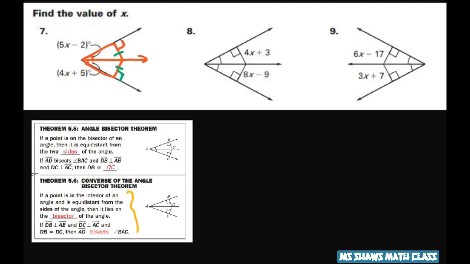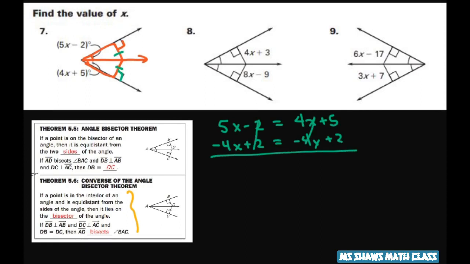That means we can set them equal to each other. So we can say 5x minus 2 equals 4x plus 5. And we're going to subtract 4x from both sides of the equation. Add 2 to both sides. And you get x equals 7. So if you plug in 7, you're going to get 5 times 7 minus 2, that's 35 minus 2 degrees. So that's 33 degrees here, and this will also be 33 degrees.